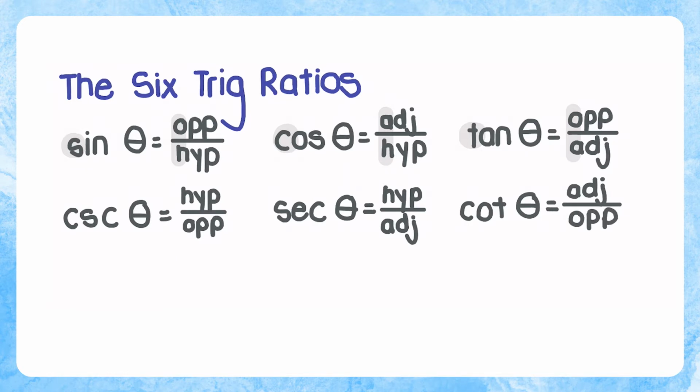So we've been looking at the 6 trig ratios. Today we're going to take a break from looking at the opposite sides or the adjacent sides, and we're simply going to focus on the signs of the trig ratios. So will the trig ratios be positive or negative?